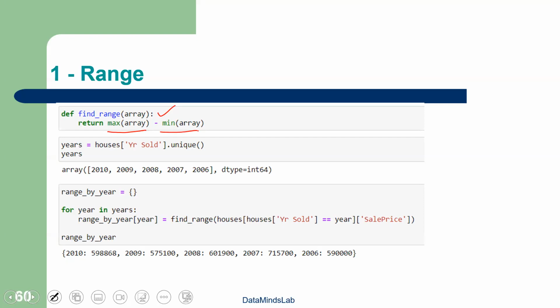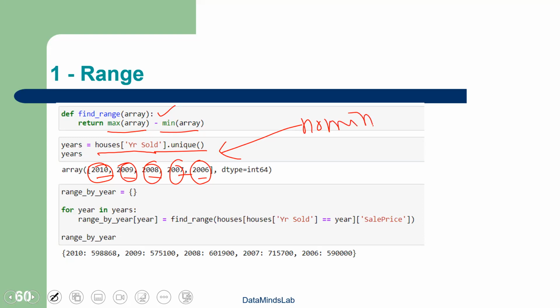Now I will take the houses' year sold unique. When you see this, it is categorical data, because the year in which the particular house was sold has been captured. So definitely this is categorical data, and it is nominal, not ordinal.